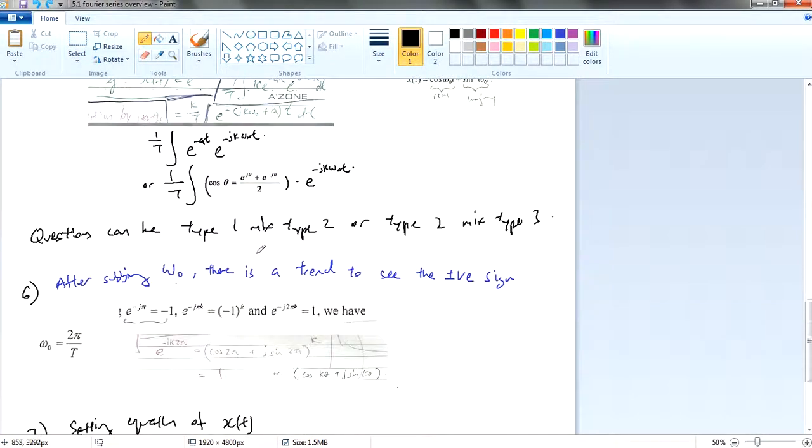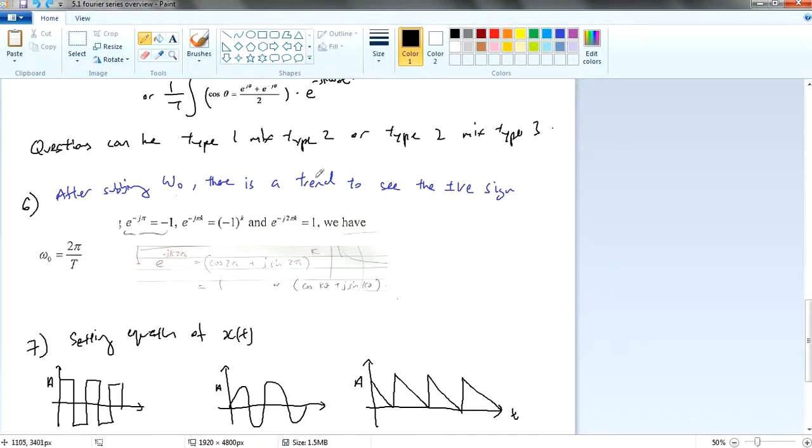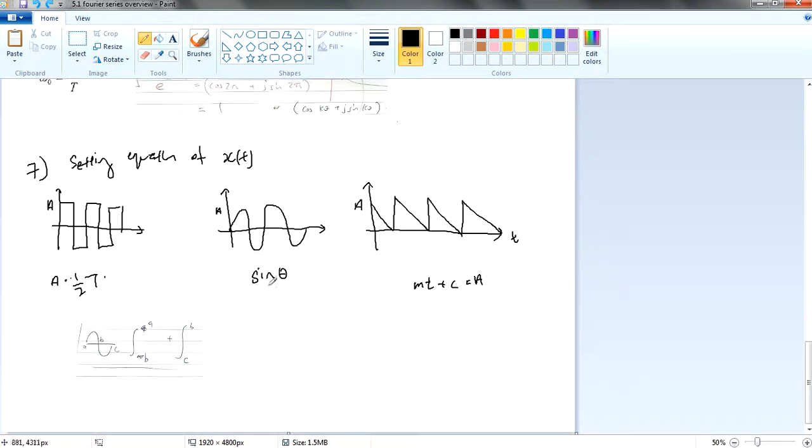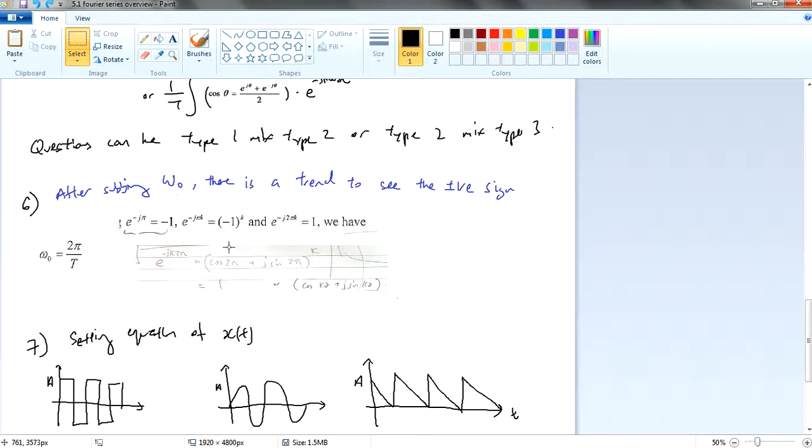And then knowing the trend to know which is plus and which is minus, this is how it is. And then setting the equations of our function. I believe that this is not the equation for a square wave. Okay, so that's all, and see you in the next video.